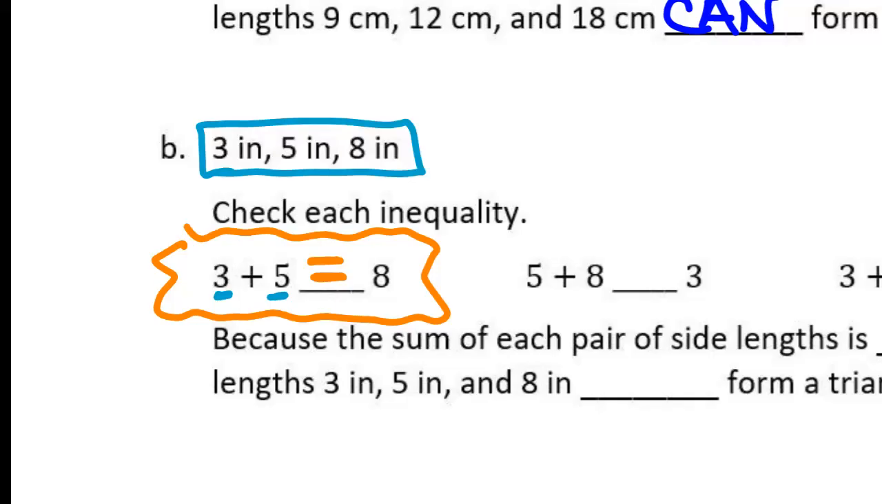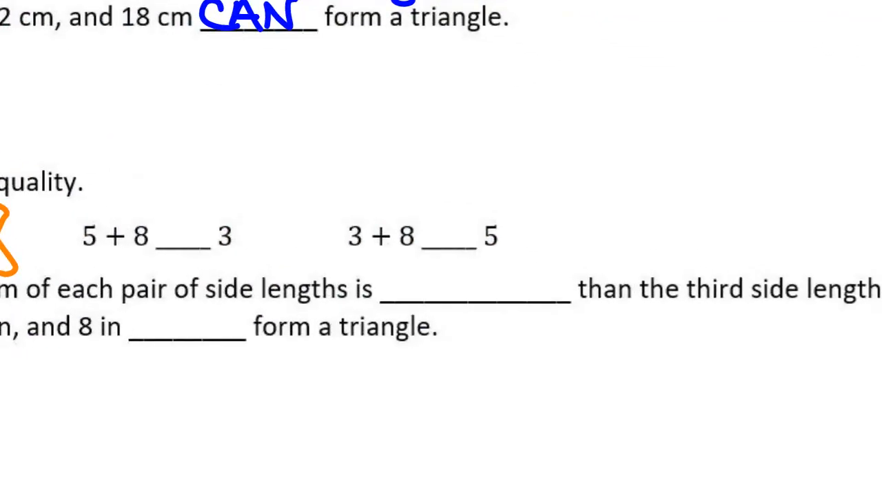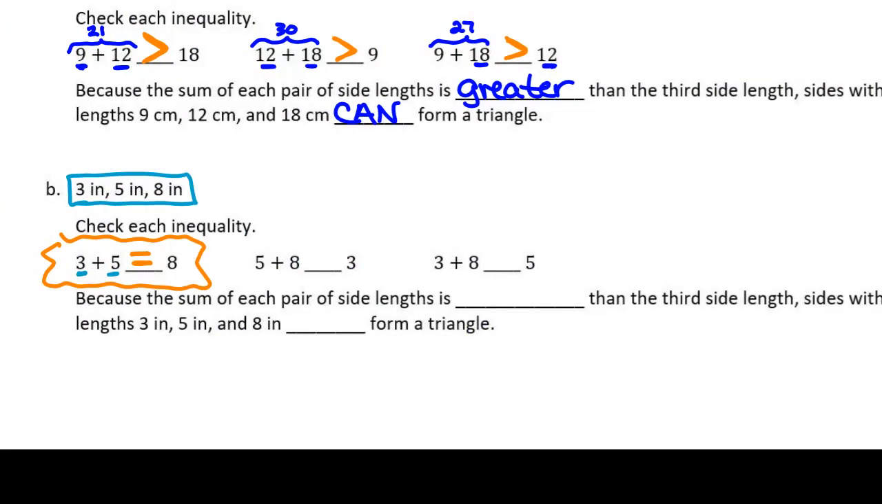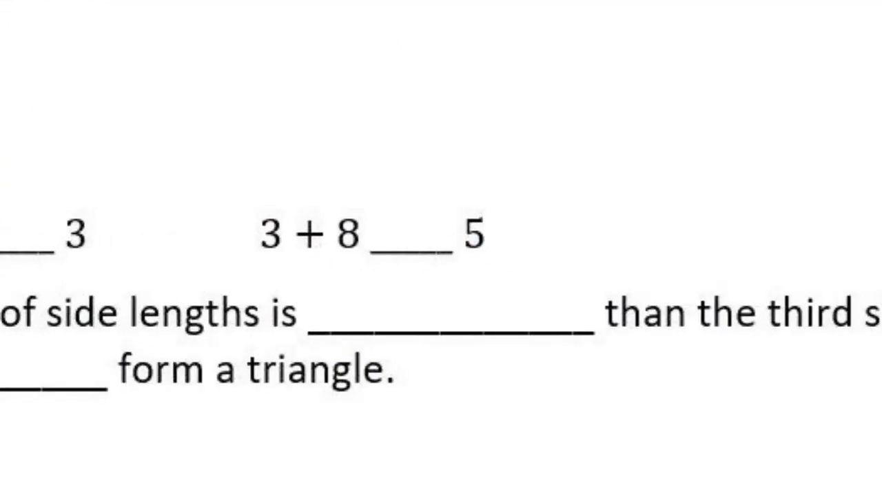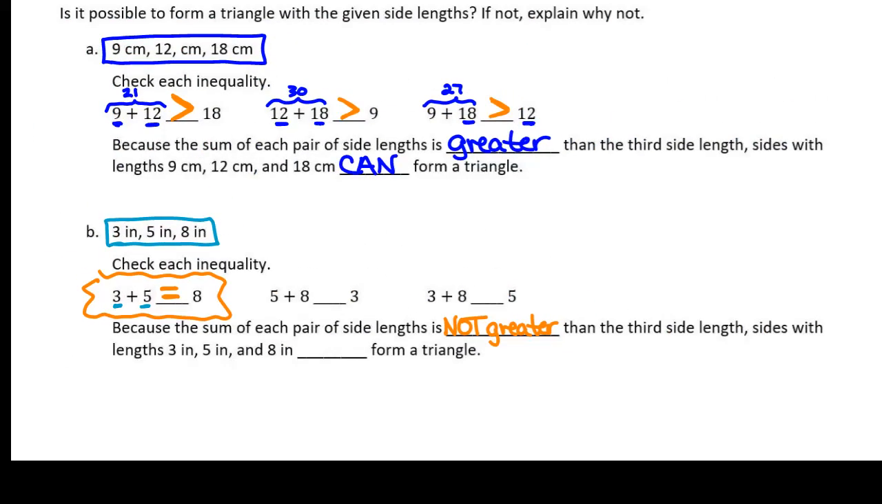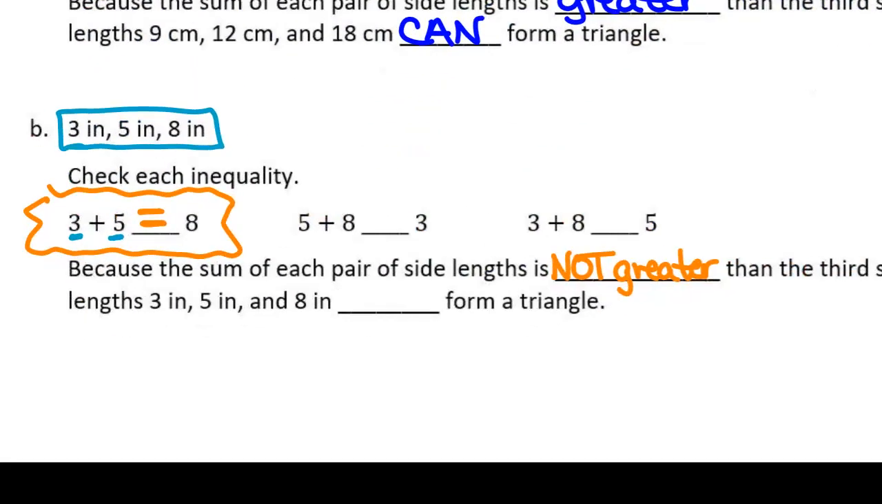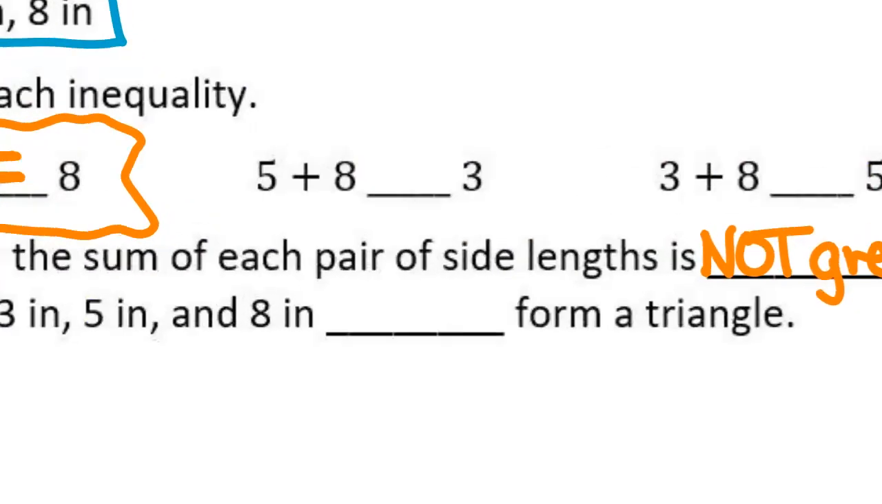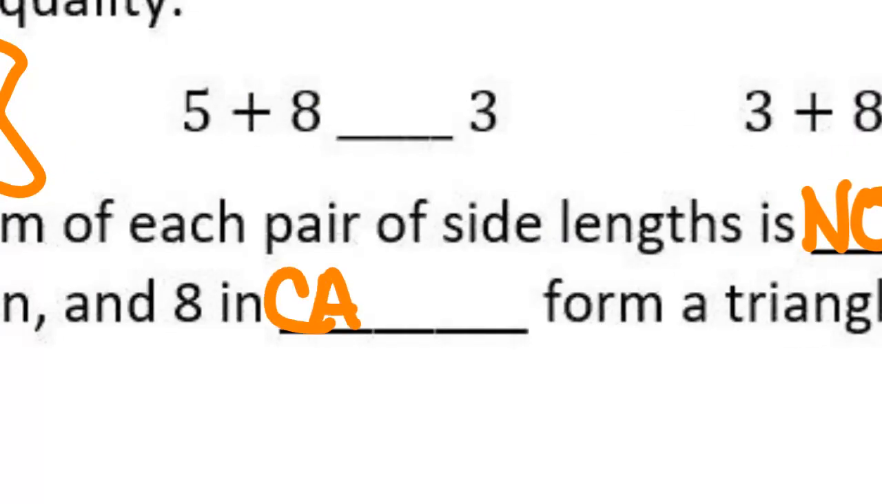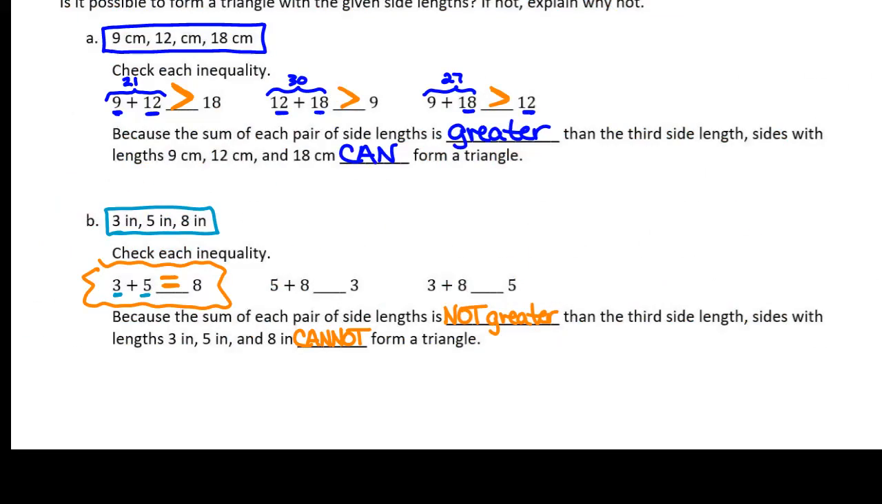I don't even need to check the rest of these inequalities. I don't even need to check the rest of these sums. Because the sum of each pair of side lengths is not greater than the third side length, sides with lengths 3 inches, 5 inches, and 8 inches cannot form a triangle.